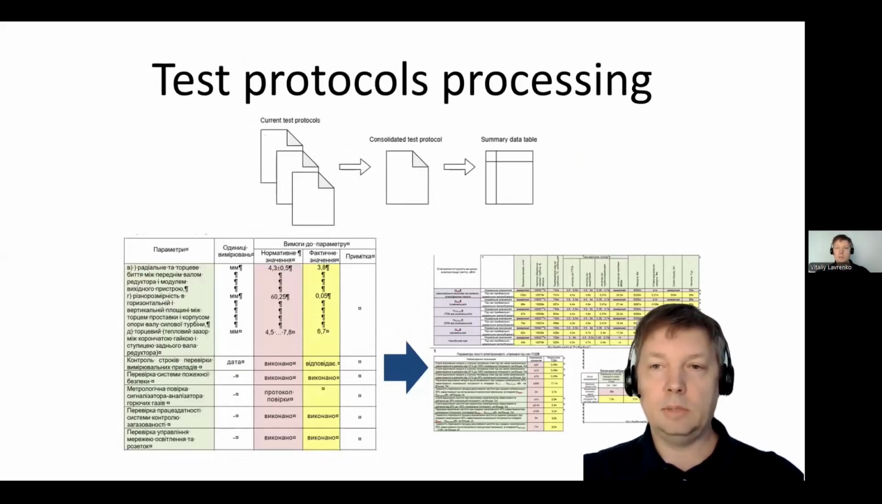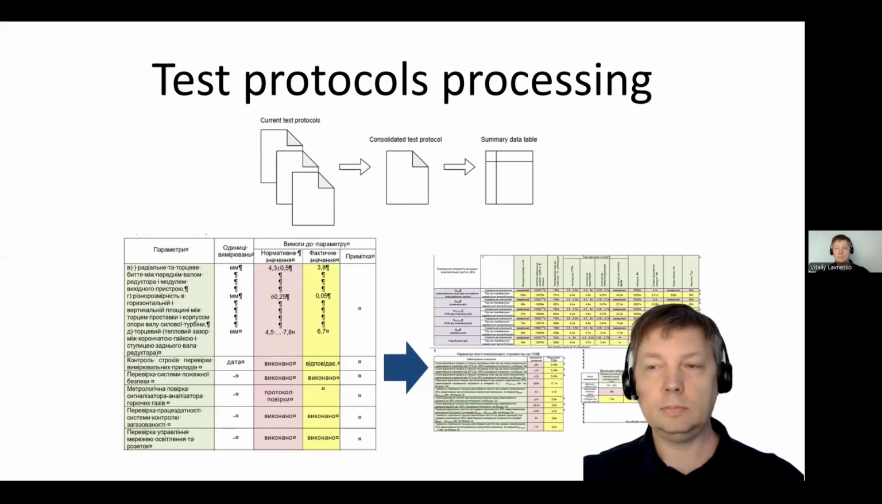After the active testing phase, data processing and result analysis begin. Multiple current test protocols are processed to create a consolidated protocol where data is aggregated for the entire active phase. This consolidated protocol becomes the main source of a summary data table, which is used to fill technical forms and GTU documentation.